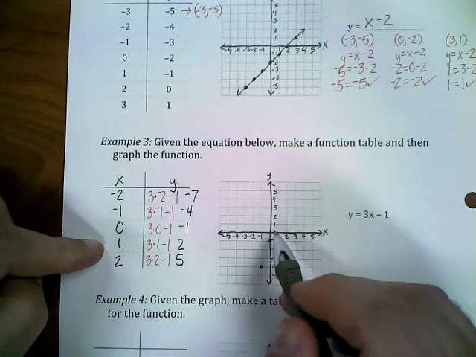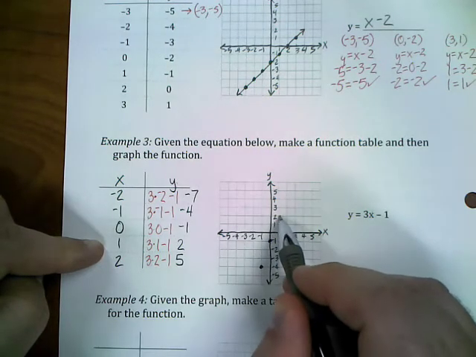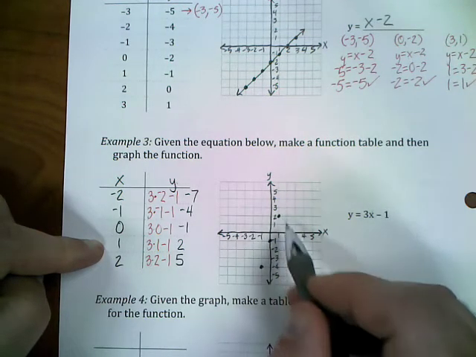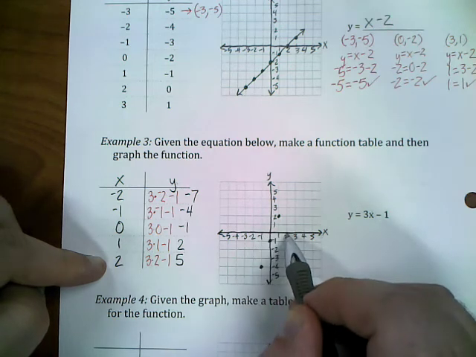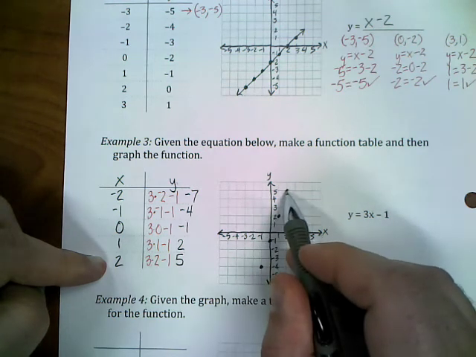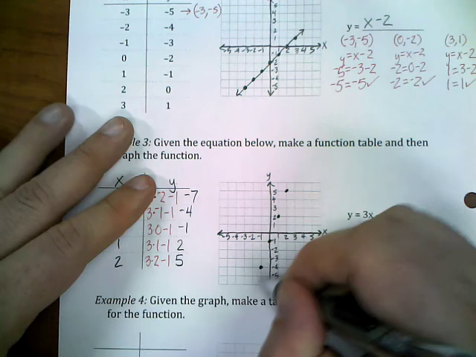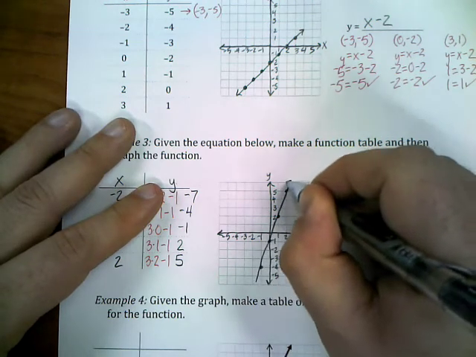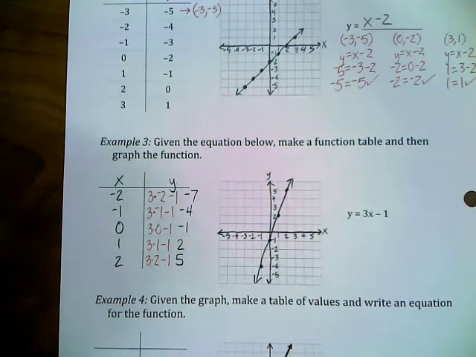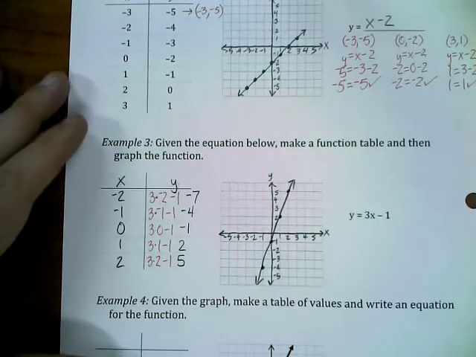1, 2 tells me go to 1 for my x value and up to 2 for my y value. And then finally 2, 5 tells me to go 2 for the x value and then up to 5 for the y value. And since there's no story problem suggesting they can't have fractions or decimals, we connect it with a line with arrows on each end.